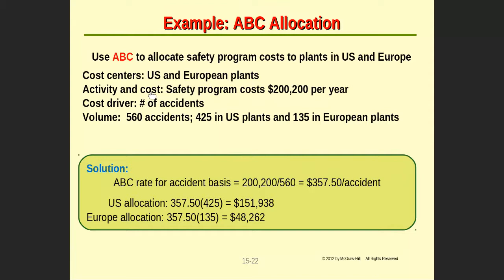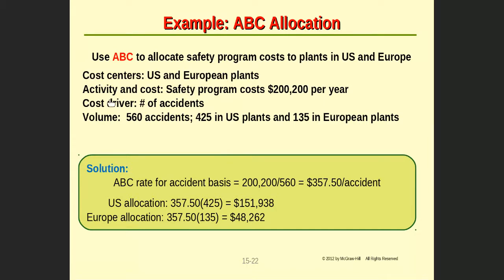the cost. And in this case, when you multiply the ratio with the number of accidents in the US plants, it will be 425 times the ratio of the ABC, which is the activity based. It will give you the 151,000 for the US compared to the 48,000 for the European.